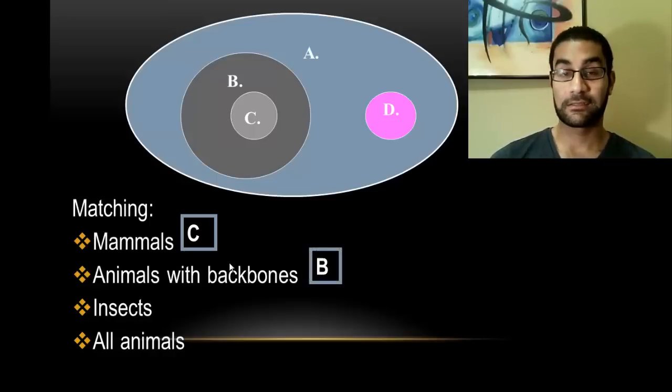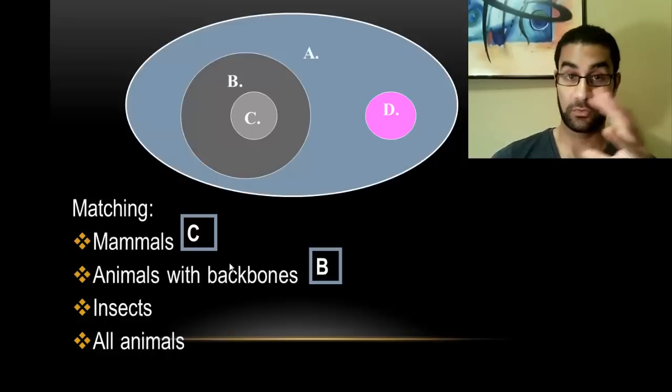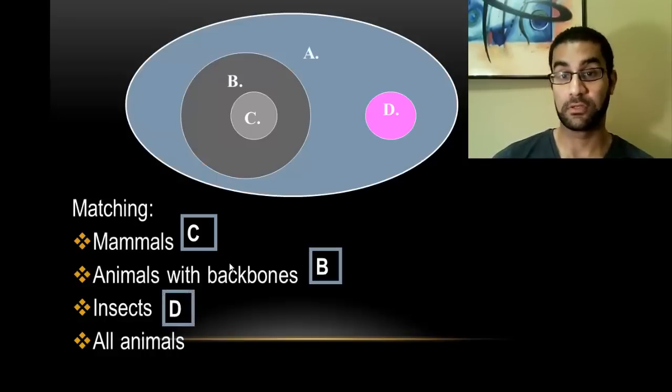The insects, because they don't have backbones, don't fall anywhere close to the B circle, but they are still considered animals. So they're kind of in their own separate circle, but still within the circle of all animals. So the insects would be letter D. And then, as we've said a couple of times here, all animals, the whole kingdom Animalia, would include all of these other three within it, and therefore would be the largest circle, or choice A.